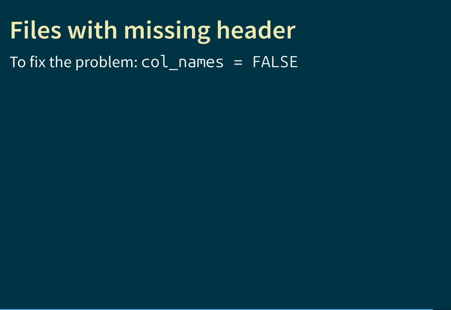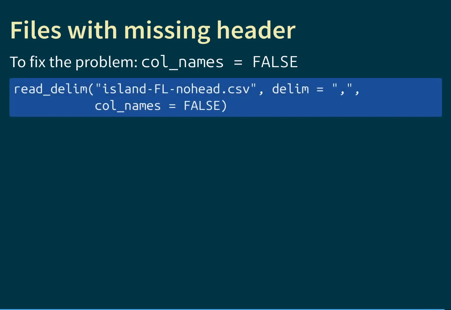Actually, it's quite a simple fix. We just have to add another argument to the read_delim function, namely col_names equals FALSE. Let's see how this works in practice. So we do everything as before. We read in this file without the header. We specify the delimiter, but then we also specify the col_names equals FALSE argument.